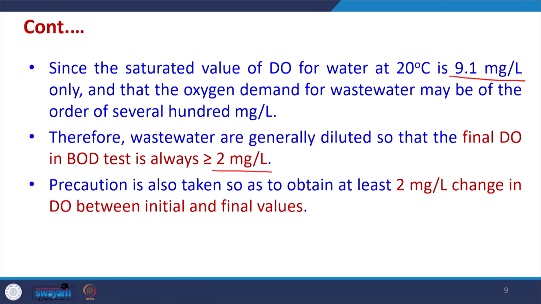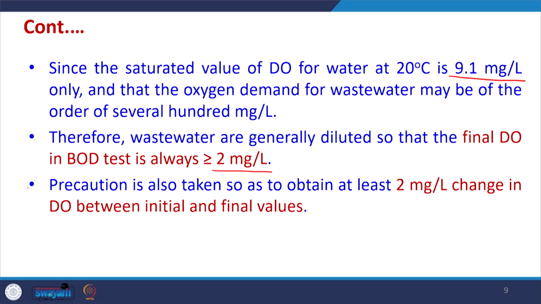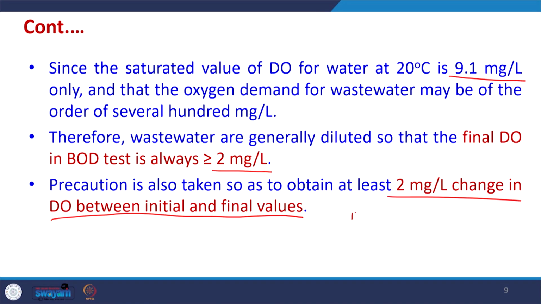When we perform the test we cross check two things, and if either of them fails we consider the test to have failed, and then we have to dilute the water. Precaution is taken so as to obtain at least a 2 milligram change in the DO between initial and final values. There are two conditions to be cross checked. After the test is completed, the final DO value should be at least 2 milligram per liter or more.